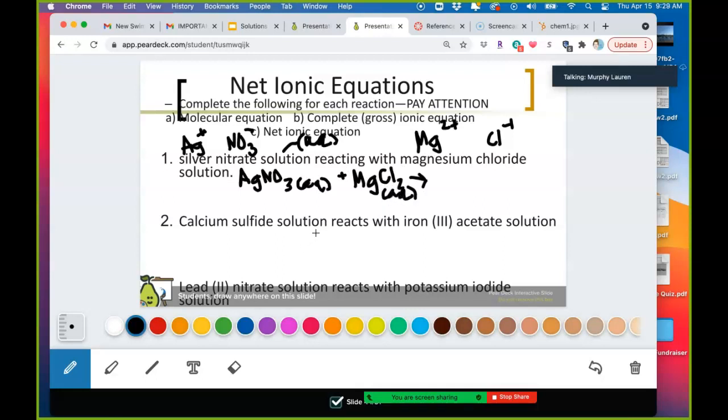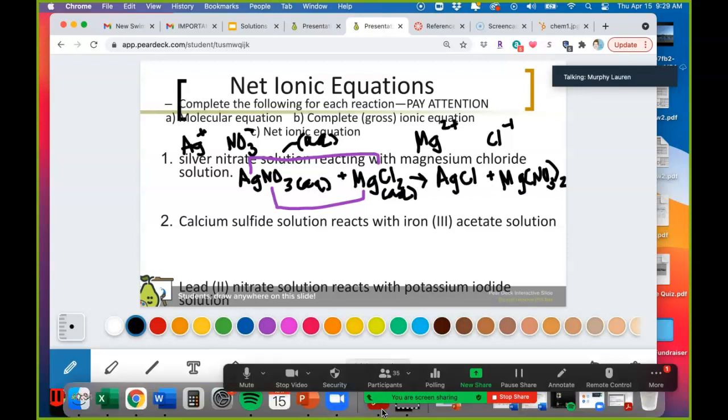Now, you need to predict the products, right? So this is another classic double replacement reaction where the silver is going to hook up with the chloride and the magnesium is going to hook up with the nitrate. Make sure you reconsider their charges though. If silver is +1 and chlorine is -1, they go together perfectly. Magnesium is +2. Nitrate is -1. So I need 2 nitrates to balance it out. Again, this is old stuff. Now, you will use your solubility rules to predict the states of matter of our products.